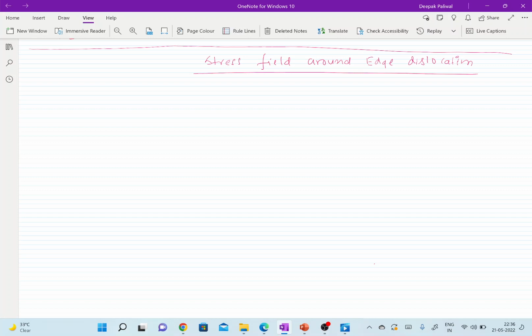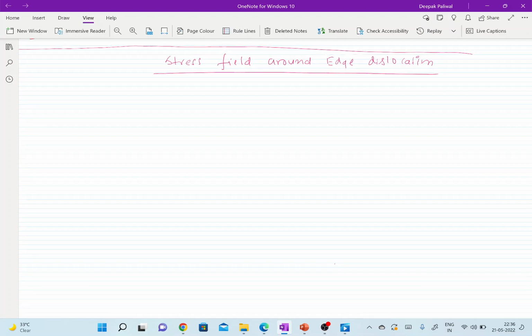In the previous lecture, we learned about the stress field around a screw dislocation. In this lecture, we will learn about the stress field around the edge dislocation. We will not derive the equations for the various stress components in the edge dislocation case because the derivation is very complicated. We will use some results to understand the various issues related to the stress field around the edge dislocation.